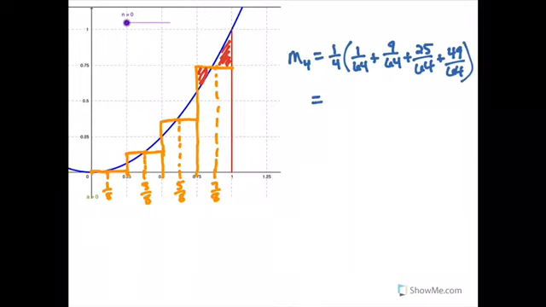That gives me 21/64 when I simplify the fraction, which is approximately 0.328125, which is in between the other two areas we found for estimates, right? And it does look like it's probably a better approximation.